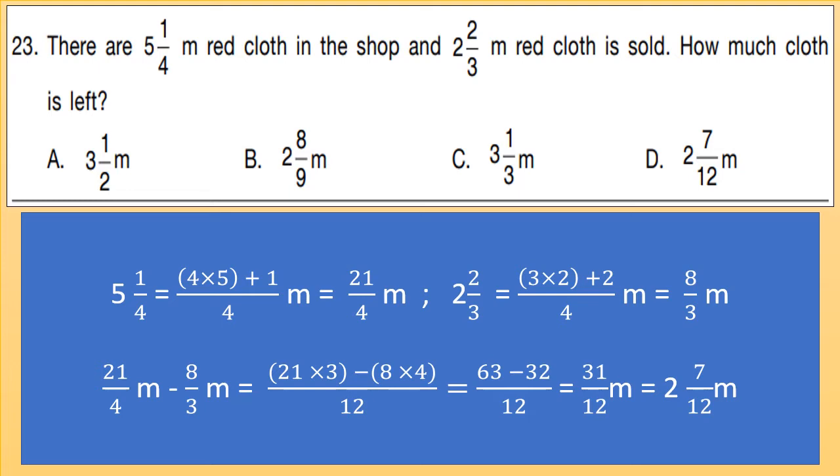So 5 1/4. This is a mixed fraction where we have solved it and we get 21/4 meter, and 2 2/3 is again a mixed fraction. We have solved it and we get 8/3 meter. Now we'll subtract these two to get the cloth left. So 21/4 m minus 8/3 meter. Now solve this by taking the LCM 12 and we get the solution as 31/12 meter, which is equal to 2 7/12 meter. So correct option is D.